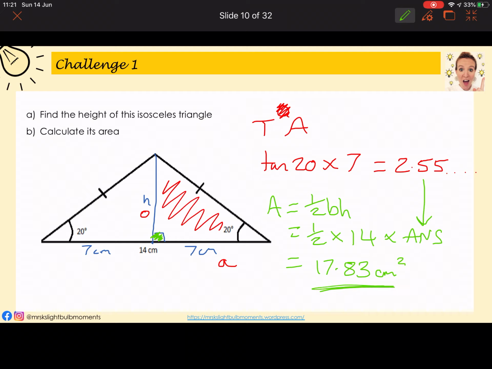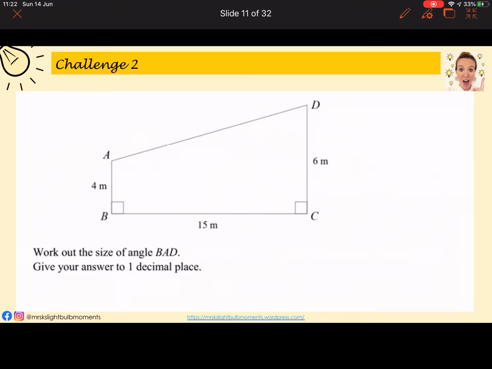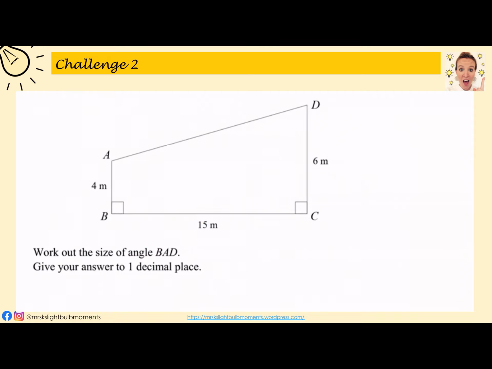Okay, so again, splitting triangles up, but this time using trigonometry. Hope that's all right there. Let's try our next challenge. So I'm going to give you a few seconds, have a read of the question, see if you'd work out what your first step would be.